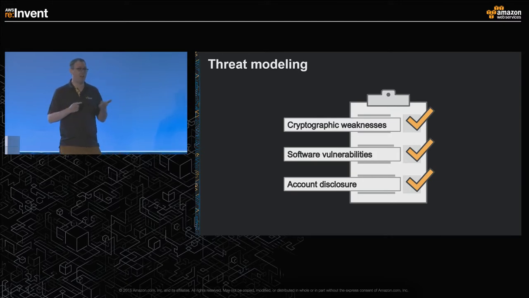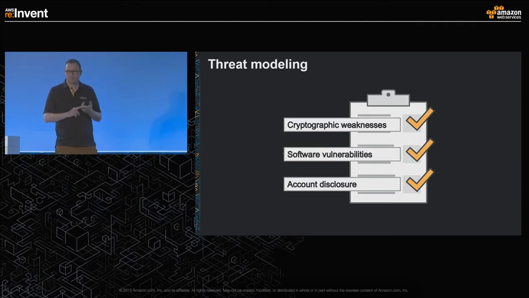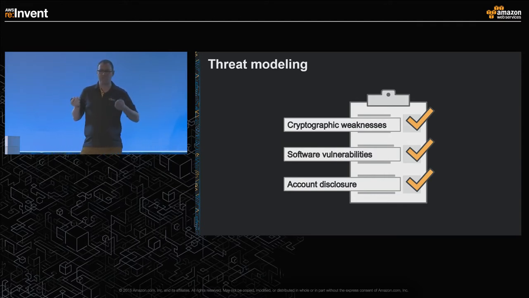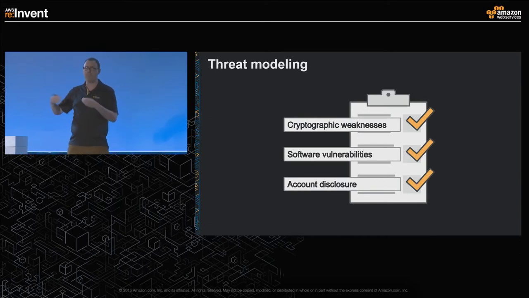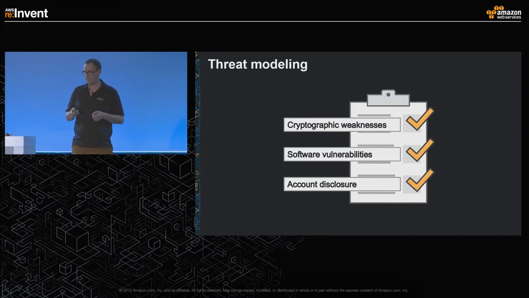The three I've highlighted are defending against weaknesses in cryptographic protocols, so we'll go into that; software vulnerabilities, so just vulnerabilities in the software that you might be running behind an ELB, and I'll explain a little bit how we help with that; and things like account disclosure, so just simple things like passwords and so on getting lost. It might seem a little strange that ELB can help with those things, but what I find from talking to customers is that it's actually a really common reason why people are using ELB. It surprised me, so I thought it was worth going into here.